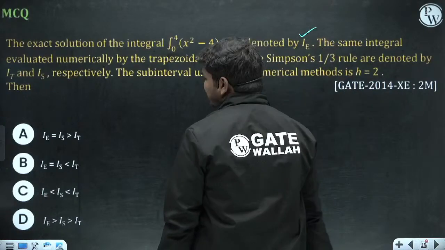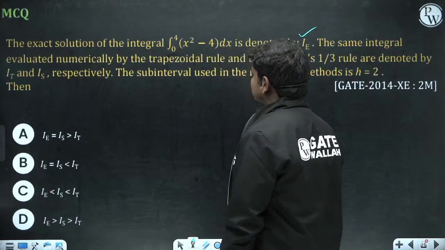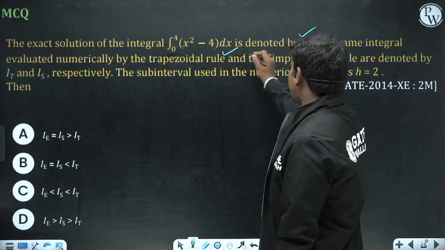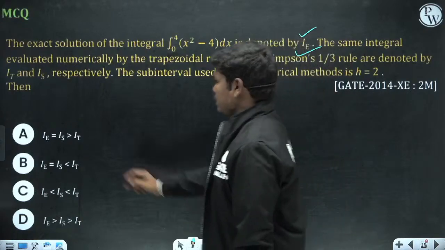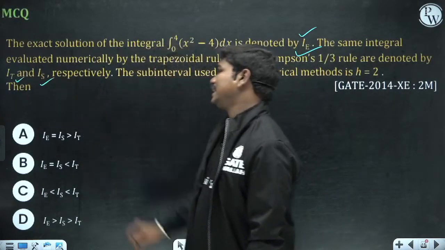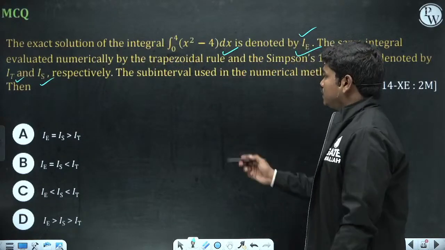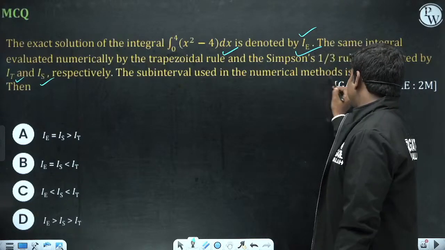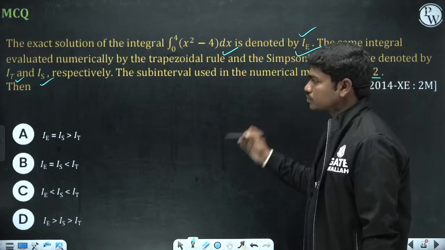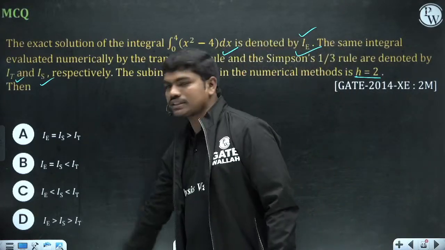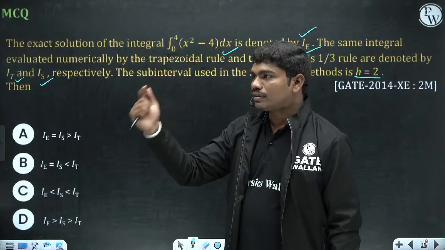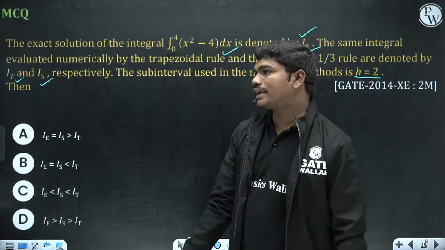Exact. The same integral evaluated numerically by the trapezoidal rule and Simpson's one-third rule are denoted by IT and IS respectively. The subinterval used in the numerical methods is h equal to 2. Then what is the relation between exact value, trapezoidal value and Simpson's value? Okay, that's what they are asking you.